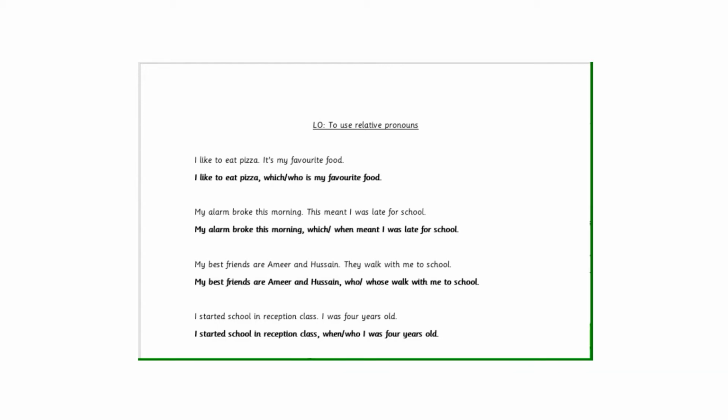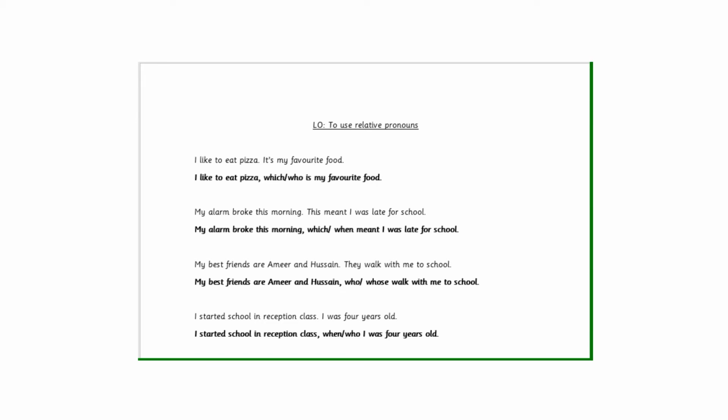Hello Year 5, today we're going to be having a look at a grammar focus. We're going to be looking at relative pronouns. We've done a lot of work in class on trying to include relative clauses. So Mr. Padley, who is the head teacher, is fantastic. But today we're going to be looking just particularly at the relative pronouns.